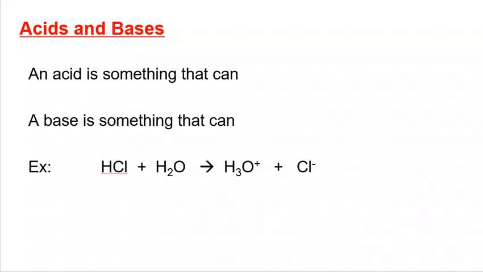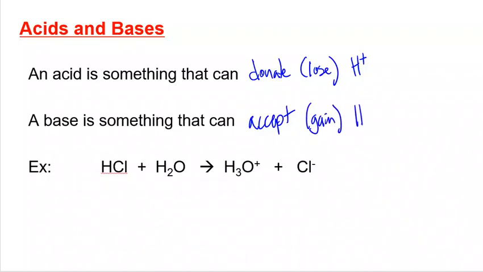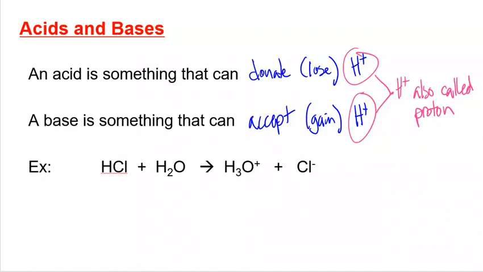So an acid is something that is able to donate, or in other words, lose an H+. And an H+ is also called a proton. A base is something that can accept, or in other words, gain an H+. And we're going to use the terms H+ and proton synonymously, they mean the same thing.